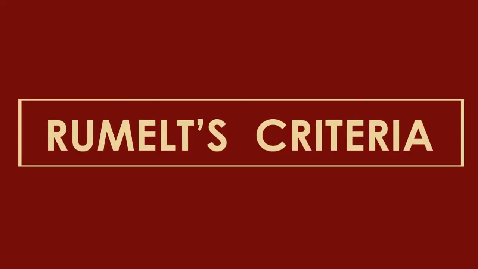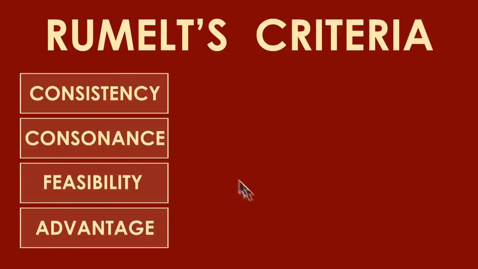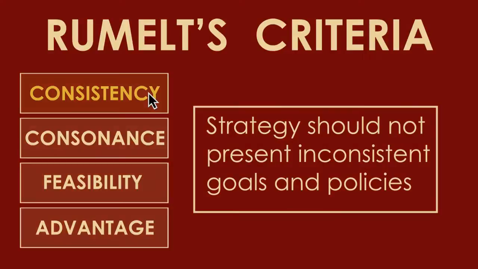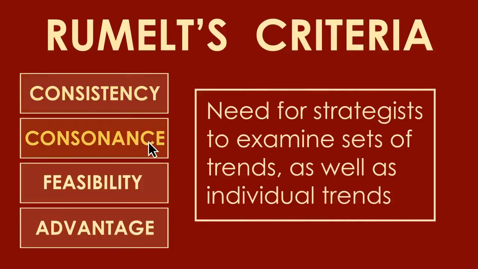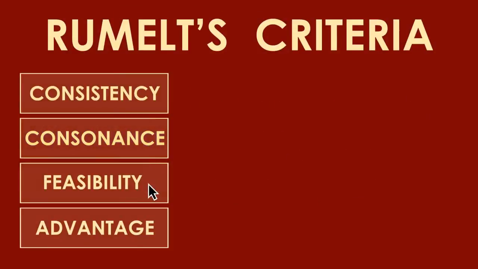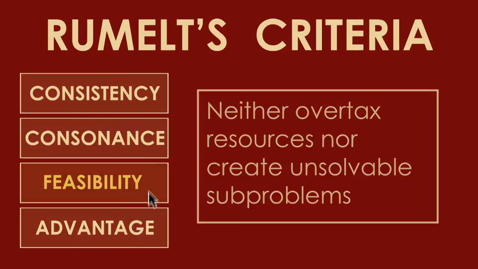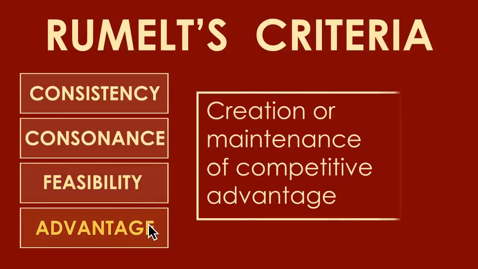Richard Rumelt offered 4 criteria that could be used to evaluate a strategy: consistency, consonance, feasibility, and advantage. Consistency. Strategy should not present inconsistent goals and policies. Consonance. It is a need for strategists to examine sets of trends as well as individual trends. Feasibility. It should neither overtax resources nor create unsolvable sub-problems. Advantage. It is a creation or maintenance of competitive advantage.